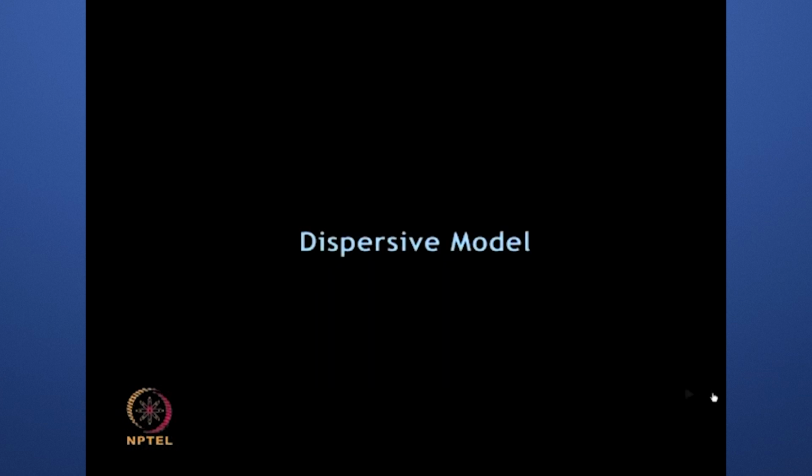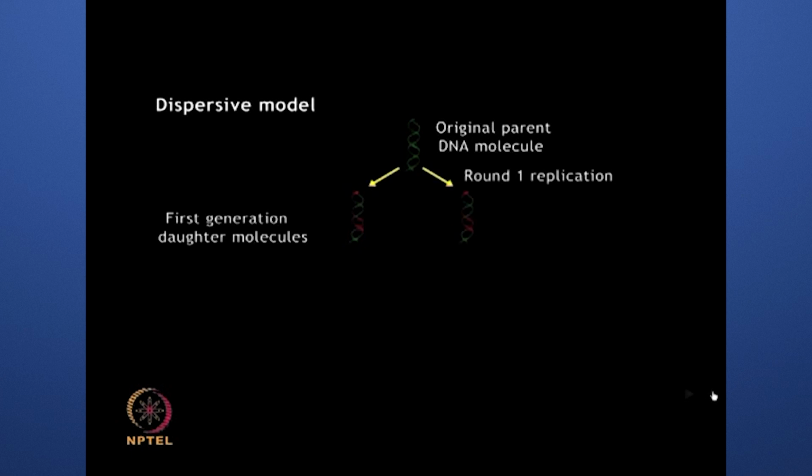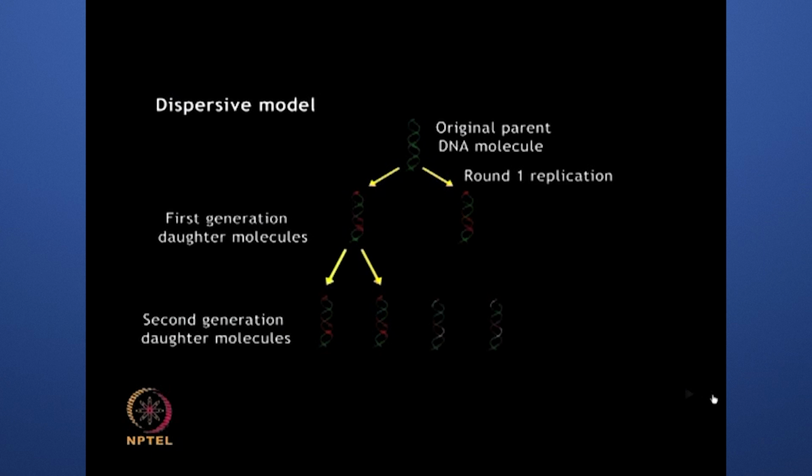The dispersive model of DNA replication hypothesizes that the parental DNA molecule is cleaved into smaller double-stranded DNA segments, which serve as the template for synthesis of new DNA strands. These segments then reassemble into complete DNA double helices with parental and daughter DNA segments interspersed. The content of parental DNA in double helix decreases with each generation.